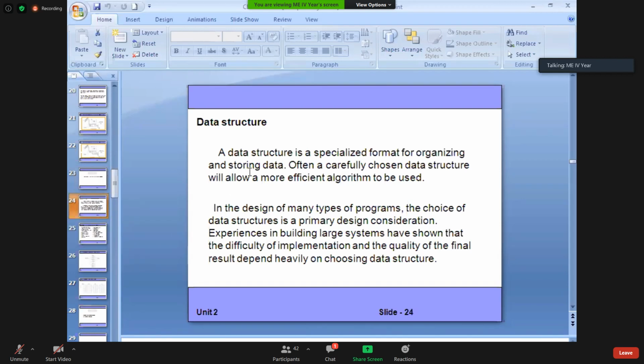A data structure is a specialized format for organizing and storing data. Often a carefully chosen data structure will allow a more efficient algorithm to be used. In the design of many types of programs, the choice of data structures is primarily a design consideration. Experience in building large systems has shown that the difficulty of implementation and the quality of the final result depend heavily on choosing the data structure. Okay, so simple, I will give you a simple example.